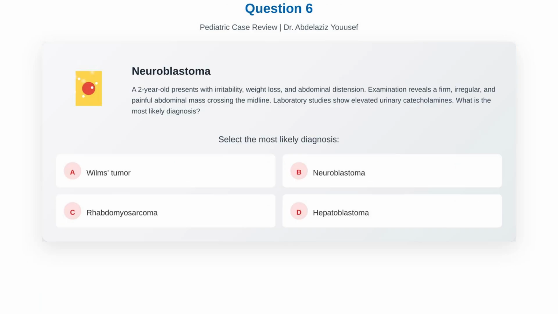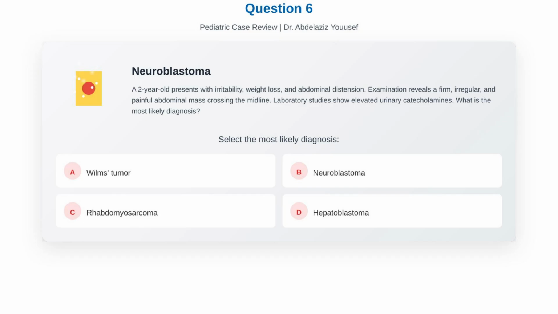A 2-year-old presents with irritability, weight loss, and abdominal distension. Examination reveals a firm, irregular, and painful abdominal mass crossing the midline. Laboratory studies show elevated urinary catecholamines. What is the most likely diagnosis? Option A, Wilms tumor. Option B, neuroblastoma. Option C, rhabdomyosarcoma. Option D, hepatoblastoma.